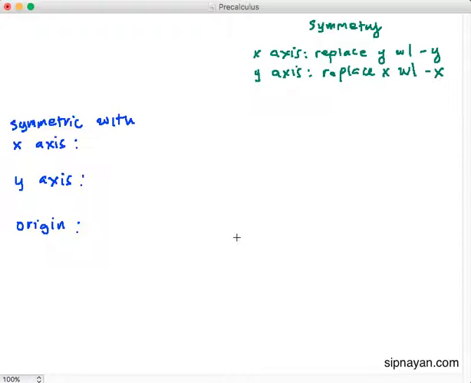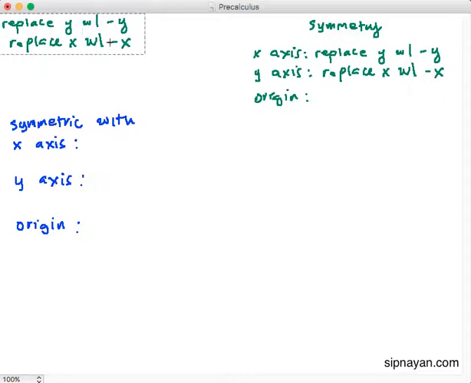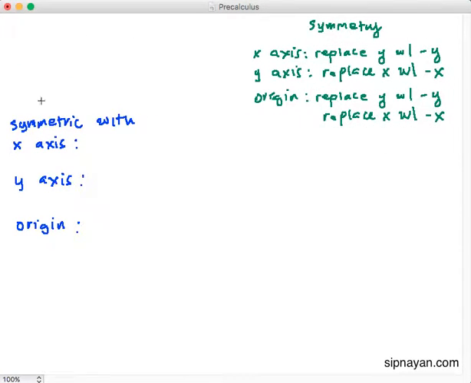In the previous video, we discussed symmetry about the x-axis, about the y-axis, and about the origin. We said that if we have an equation and we want to test symmetry about the x-axis, we just replace y with negative y. For symmetry about the y-axis, we replace x with negative x. And for the origin, we replace both. Those two replacements go together for the origin. We need an "and" here.